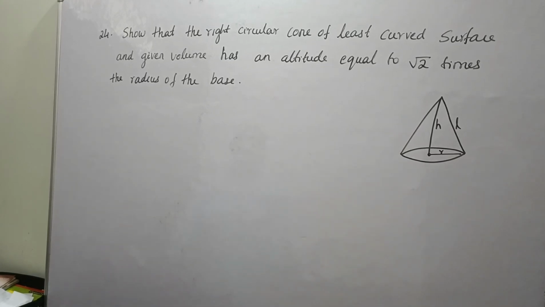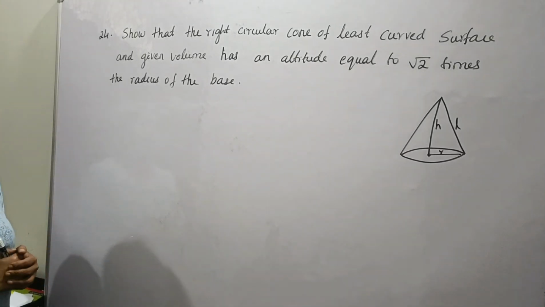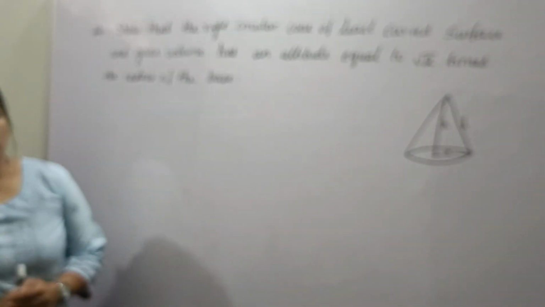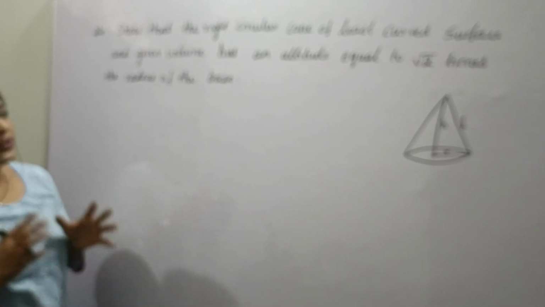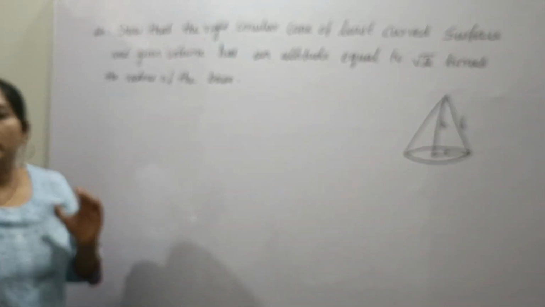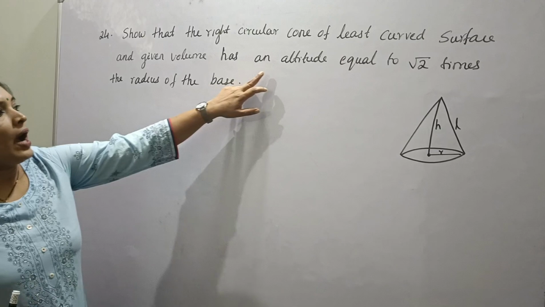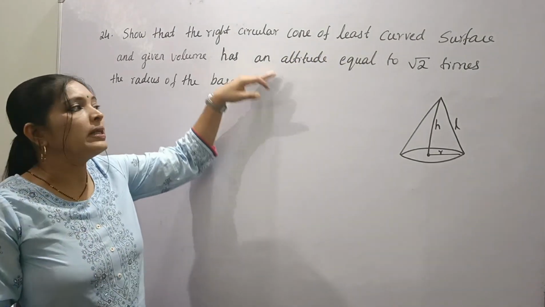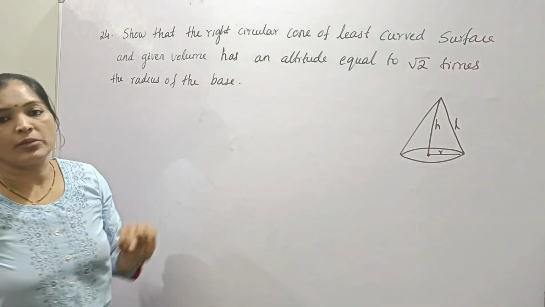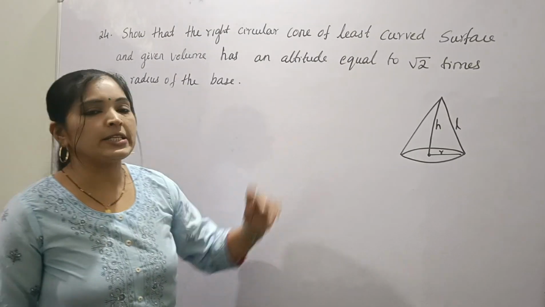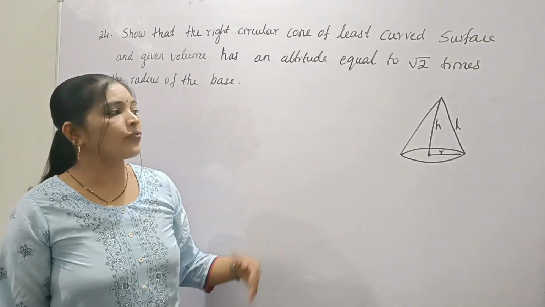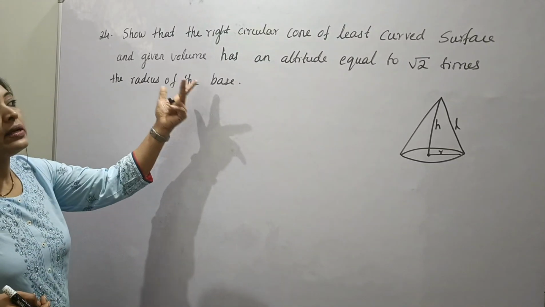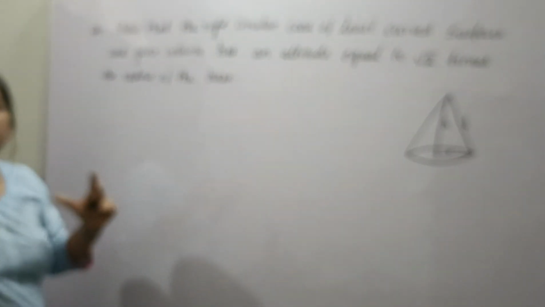Show that the right circular cone of least curved surface and given volume has an altitude equal to √2 times the radius of the base. So here we have to prove when the curved surface area of the cone is minimum, altitude of cone, that means height of the cone, is equal to √2 times the radius of the base, means √2 into r. Okay, if h is the height of the cone and r is the radius of the cone, here we have to prove this curved surface area of the cone is minimum, right?